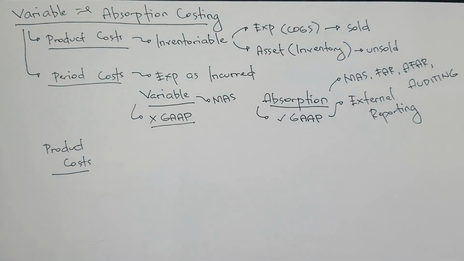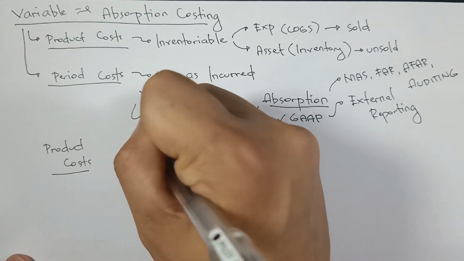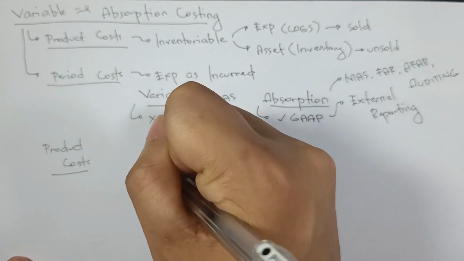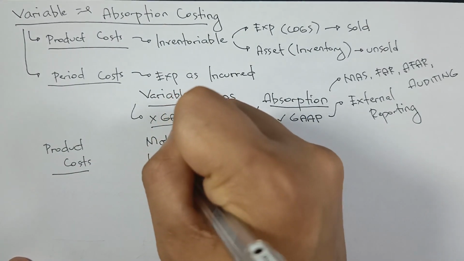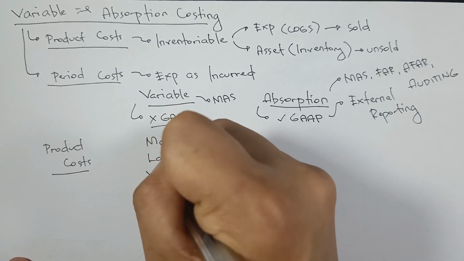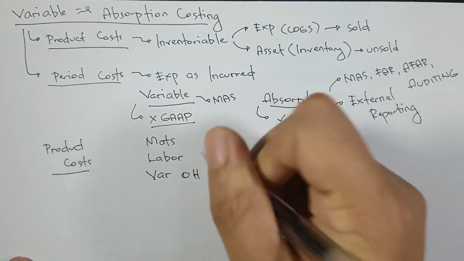Pagdating sa variable costing, tatlo lang ang product cost natin or inventoriable cost. So, ano yung tatlong yan? First will be the direct materials. Second will be the direct labor. And then last will be the variable factory overhead.